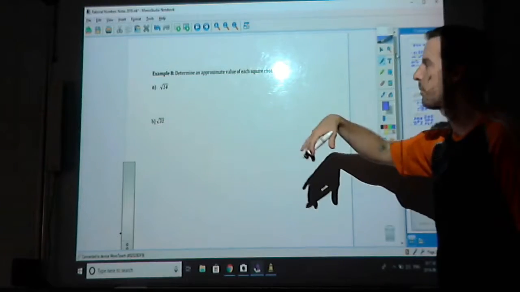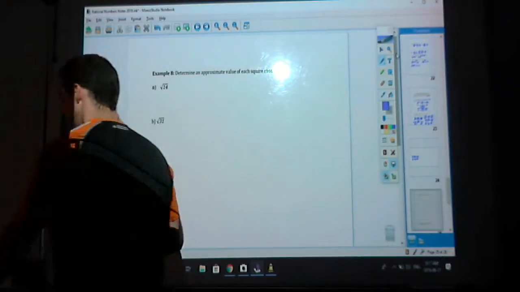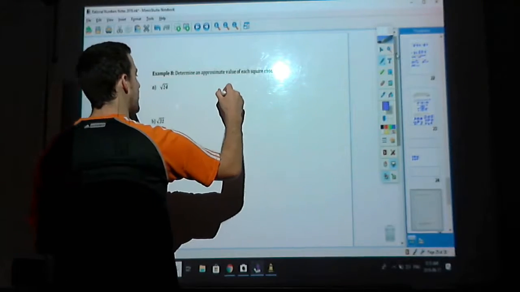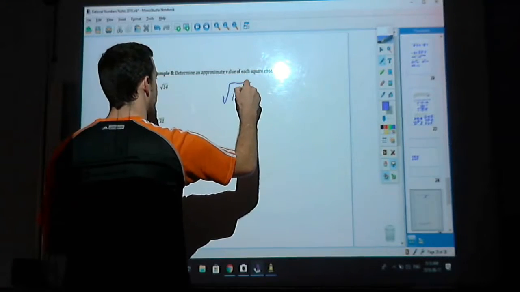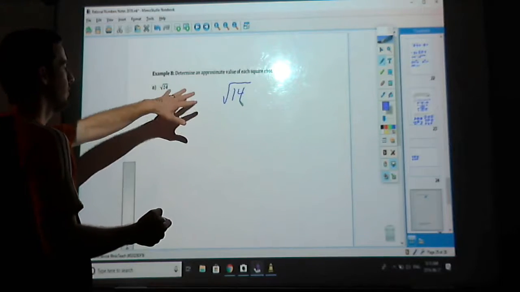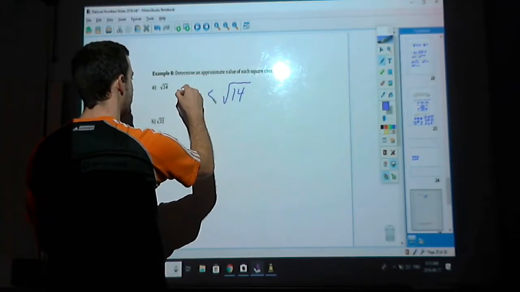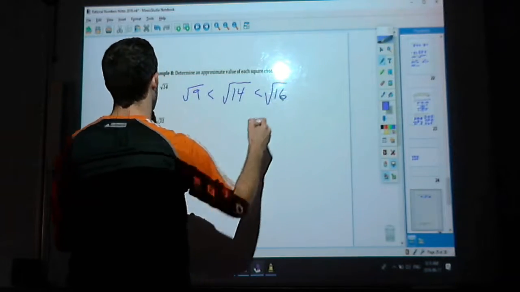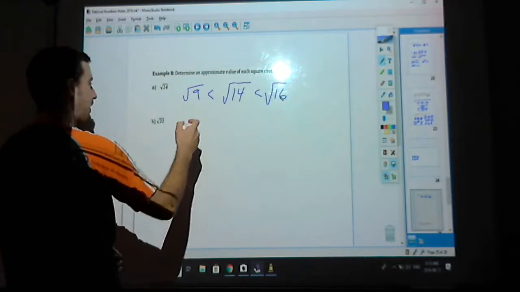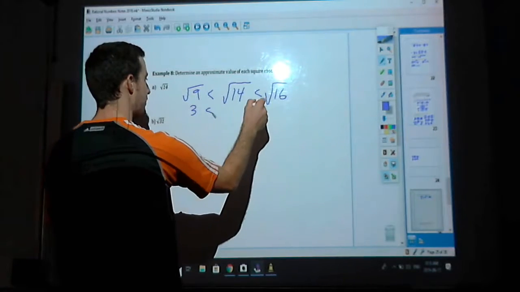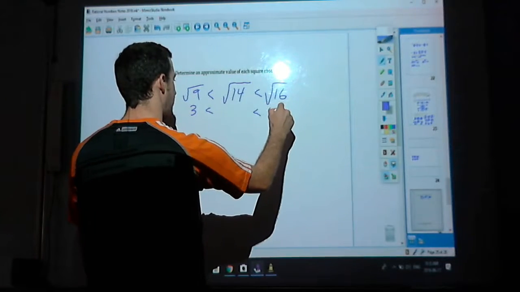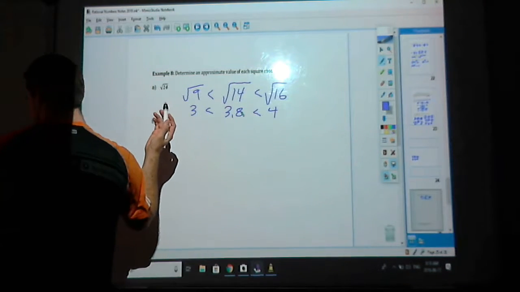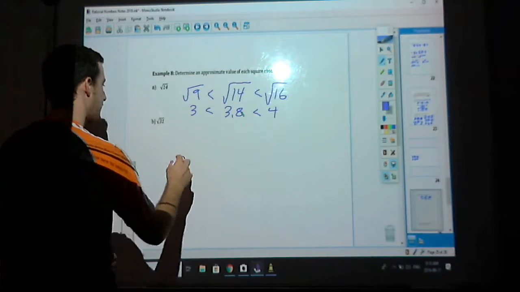Okay, so determine an approximate value of each square root. Okay, let's take care of this, and then we're out of here. So, approximate square root of 14: smaller, square root of 9, larger, square root of 16. Okay, and so here we go with 3. Our number is somewhere between 3 and 4. Pretty close to 4, so I'd go maybe 3.8. Ta-da!